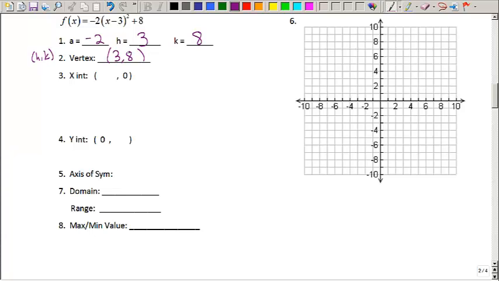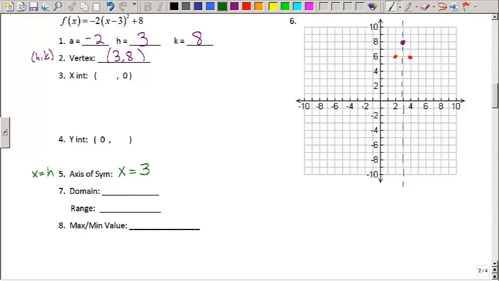I could stop right here and plot the information that I already have. At 3, 8, I have a vertex. To find 2 more points, I can use my a. I can go right 1 and down 2, because my a is negative 2, and left 1 and down 2. We can also note that we have an axis of symmetry through my vertex. So I can actually do my axis of symmetry right now. X is equal to h, and my h value here is 3.